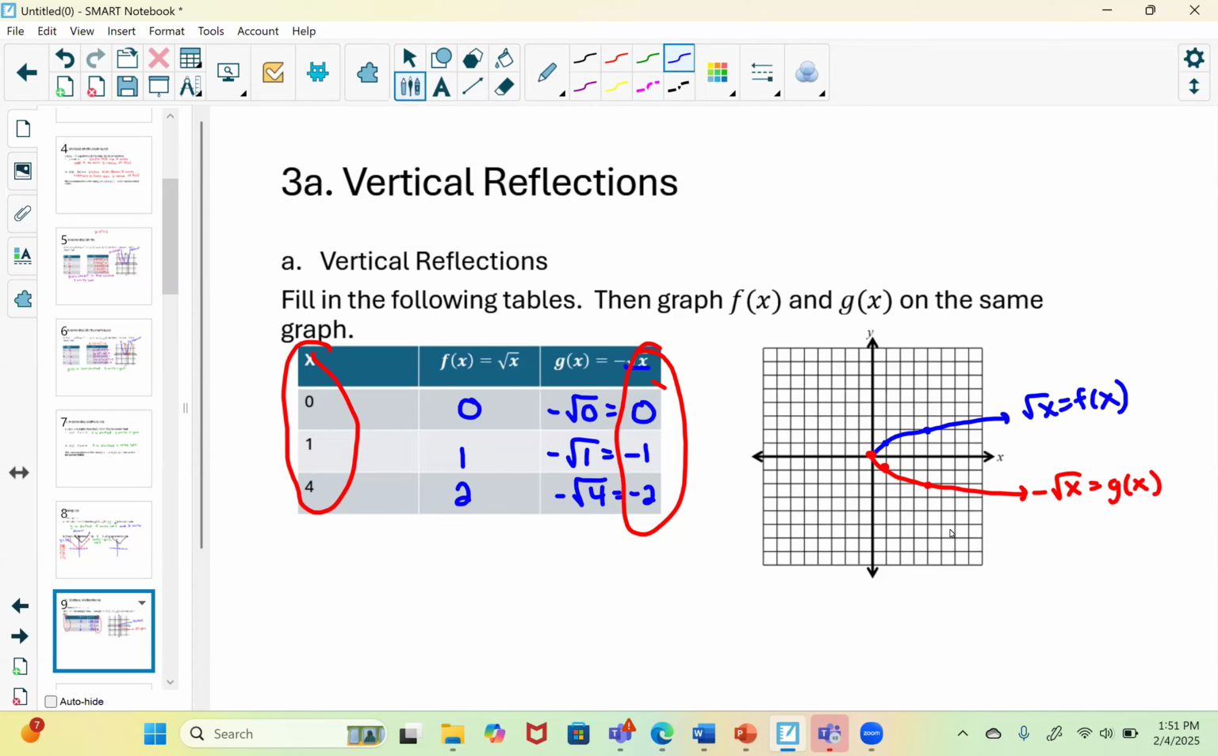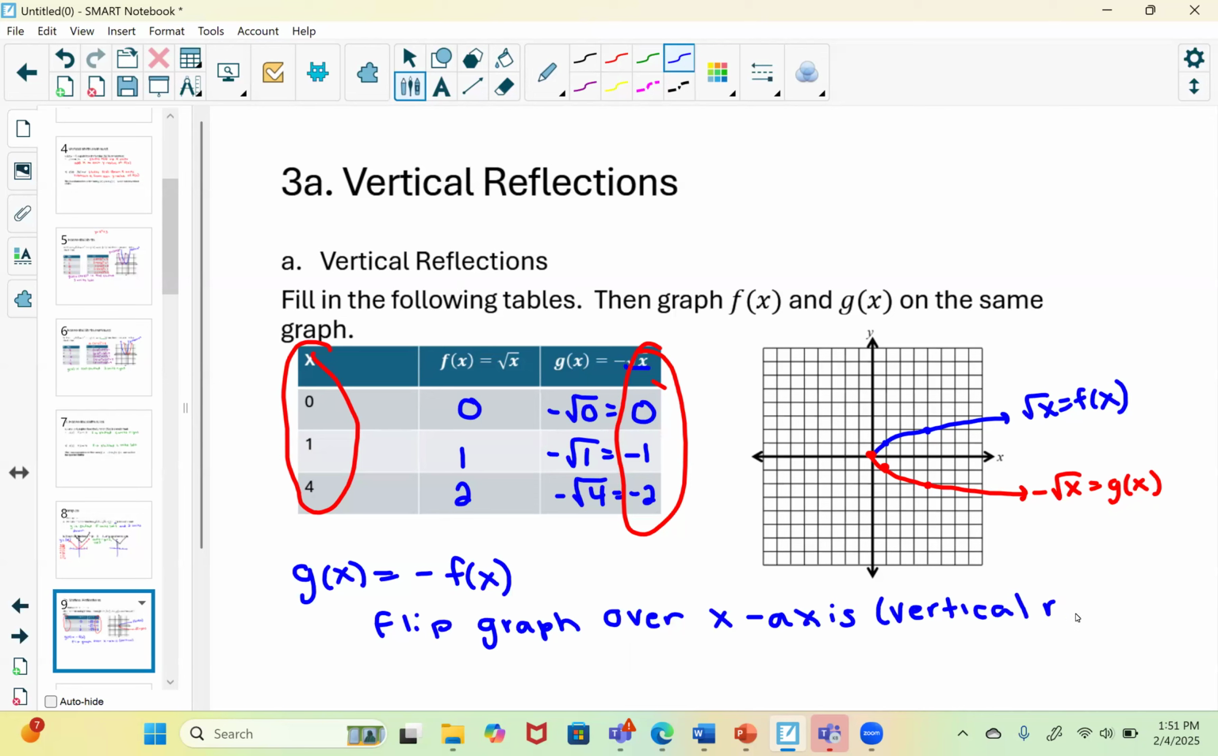So if we look at it, what happened? Well, all of the y values are opposite signs. So they were positive, now they're negative. And so what that does is it flips the graph over the x-axis, okay? And that's called a vertical reflection. So when I have g of x equal to negative f of x, it's going to flip the graph over the x-axis. Okay. And that's called a vertical reflection because you're reflecting it up and down, which is vertically.